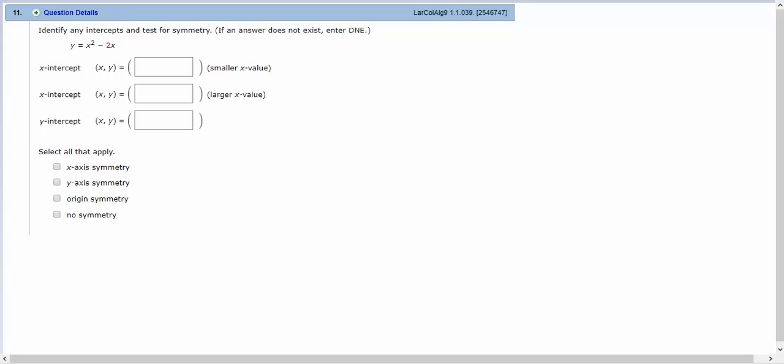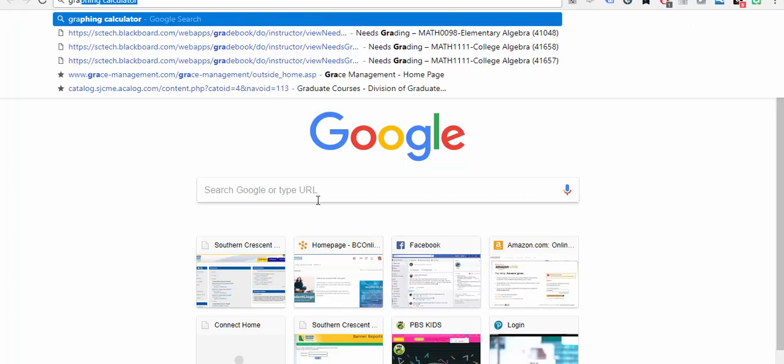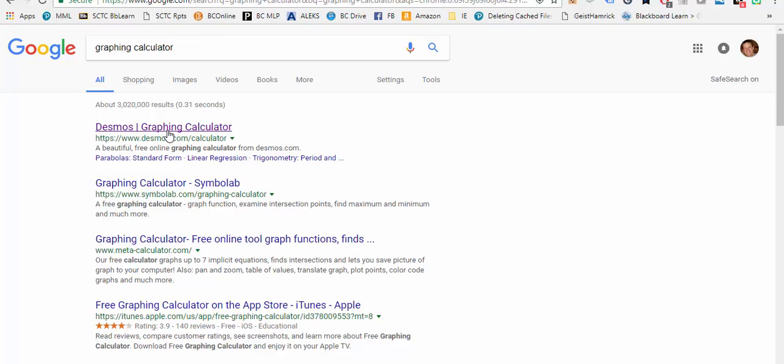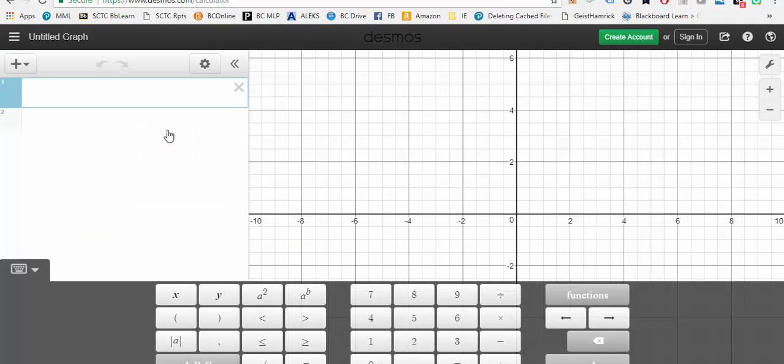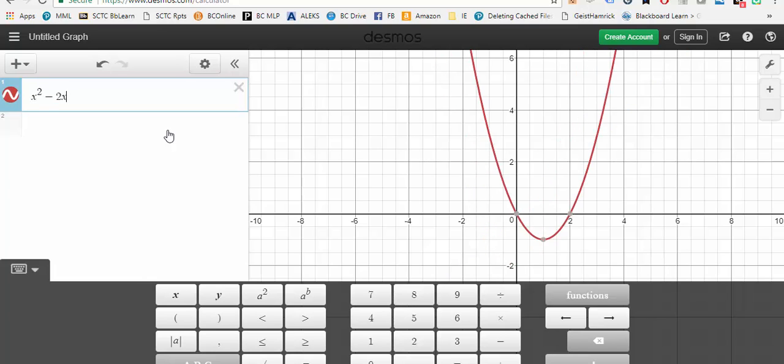If we go over to the internet and just search for graphing calculator, it brings it right up. The first option is actually a wonderful calculator for doing graphing. So our function was x squared minus 2x. And if you see, we very quickly get the picture of that graph.